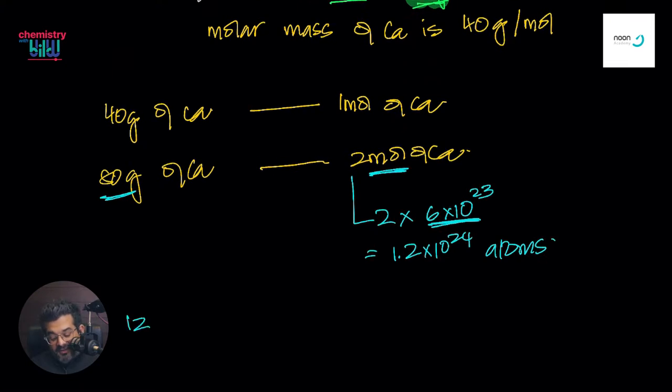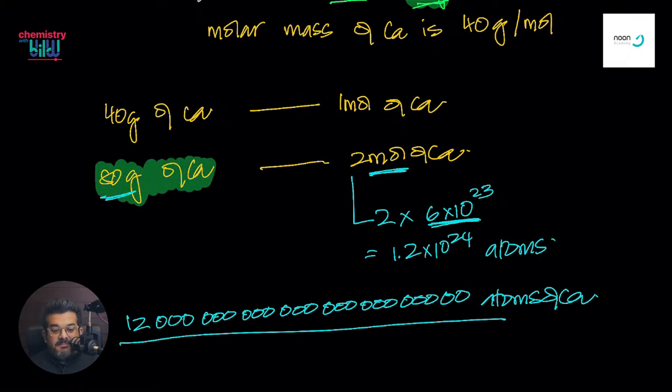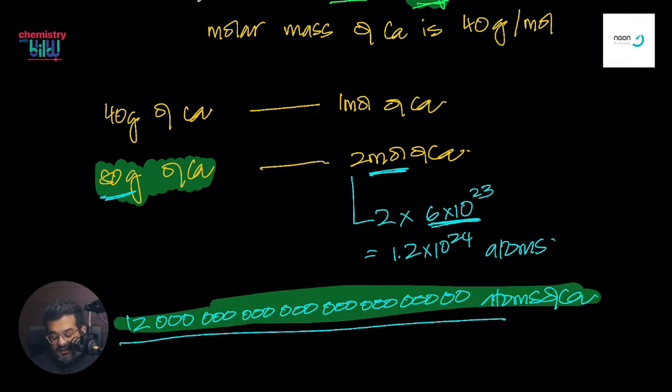That is literally 12 with 23 zeros. 3, 6, 9, 12, 15, 18, 21, 22, 23. This many atoms of calcium. So that's the beauty of it. If I were to go to the lab, put calcium on a mass balance and get 80 grams of calcium, I know exactly how many atoms it has. And that's the use of moles. Without moles and Avogadro's number, I could not know how many atoms I have in 80 grams. That's how I got that.